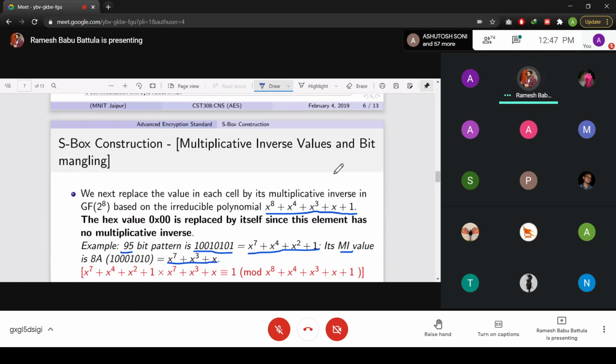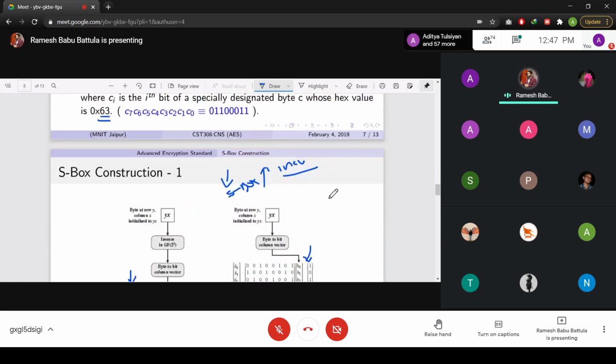To conclude today's class, we learned S box construction. The S box is a 16 by 16 byte lookup table. How do we place the values inside that S box? There are 3 steps. The first step is to use the row index and column index values and fill each cell with the byte value. These are all hexadecimal only. Why? Because all AES operations are based on hexadecimal values only.